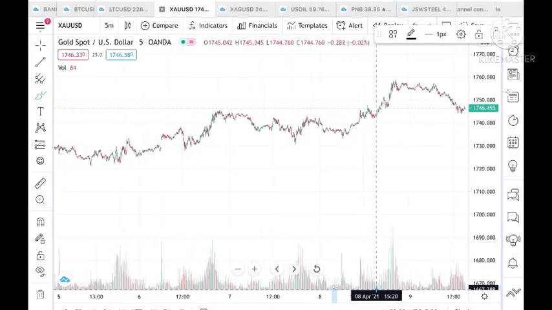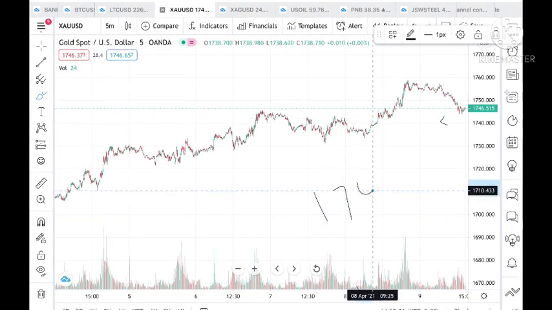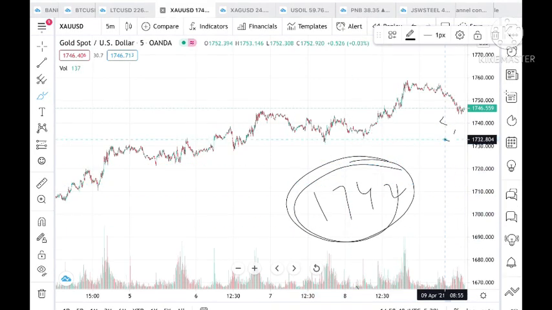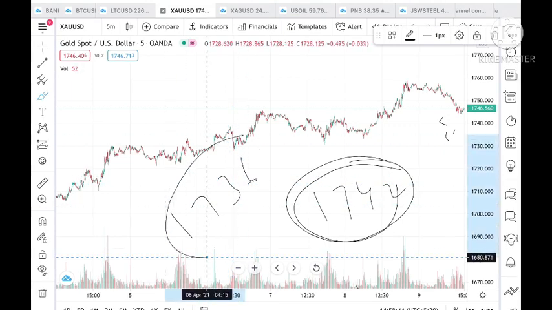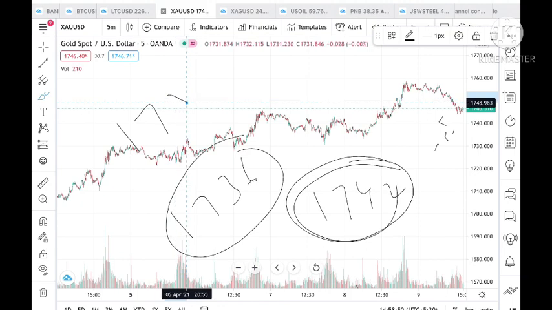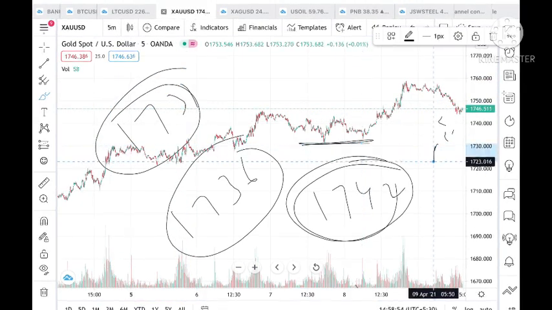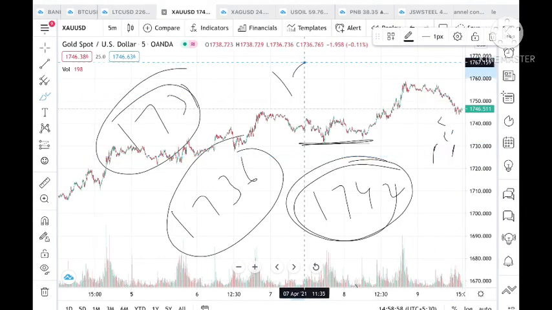1742 has now become our strong support. Once this level breaks downside, we can expect it to touch a level of 1736. Once 1736 is touched, we can expect it to touch a level of 1731. And once 1731 is touched, we can expect it to fall sharply to around 1725. Okay, and you can check my previous video where I have explained what all the resistance and support targets were.